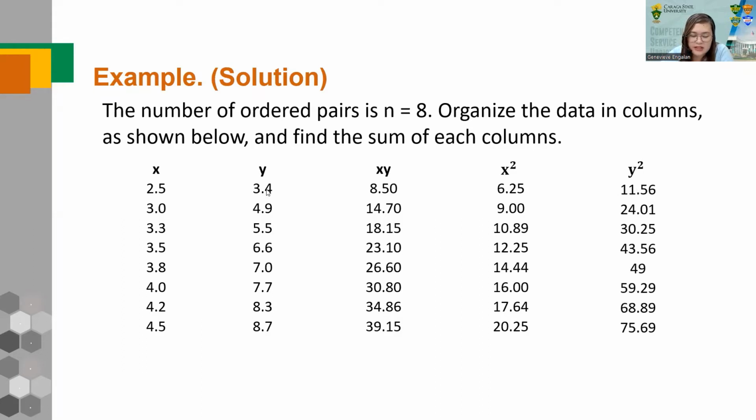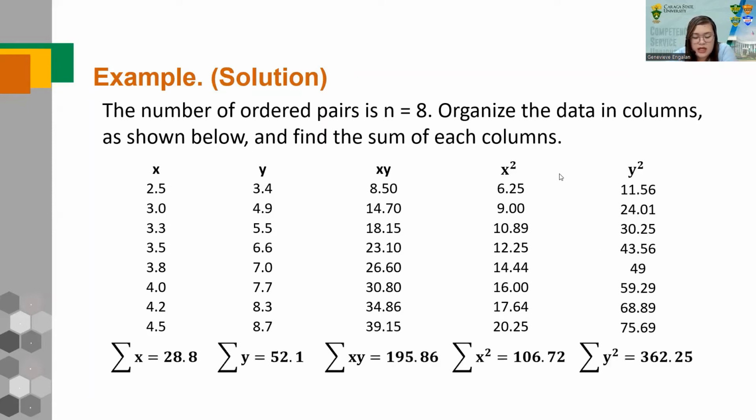Ang y squared, that is 3.4 squared, 11.56. 4.9 squared, that is 24.01. Ang squared, that is 3.4 times 3.4 kana, 4.9 times 4.9 kana. Since atong kinahanglan is the summation, so atong i-total.